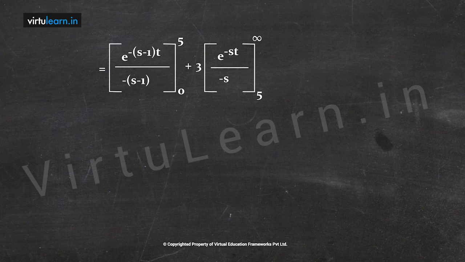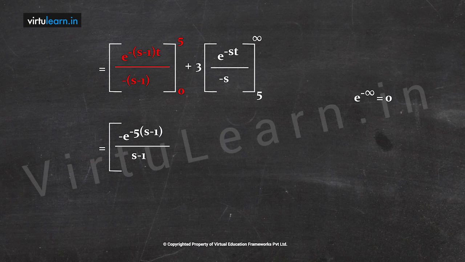Then substitute the limits. First, the upper limit gives e^(-5(s-1))/(s-1). Then, minus the lower limit: a minus is already there, and minus into minus becomes plus. e^0 is 1, substituting in place of t only. These are t limits, so wherever t is there, you substitute the values 0 to 5. So e^(-(s-1)·0) is e^0, which is 1, giving 1/(s-1). The first part is over.